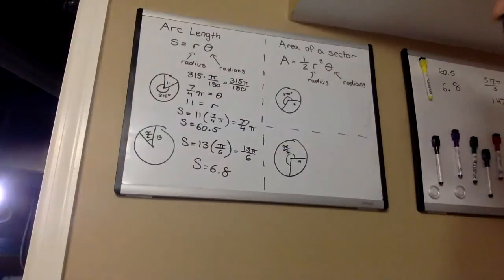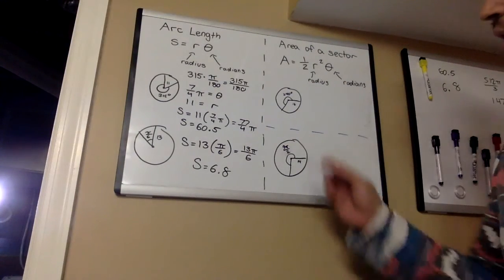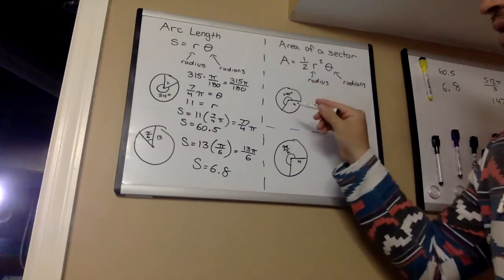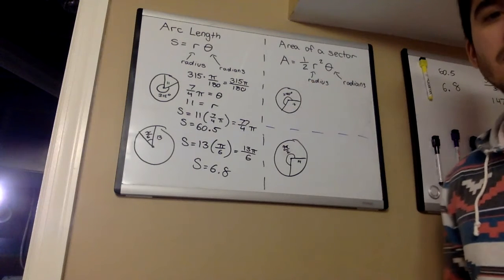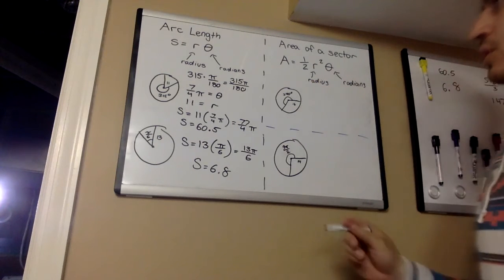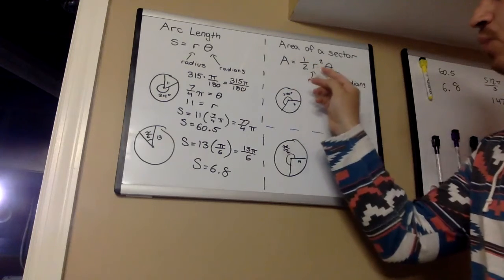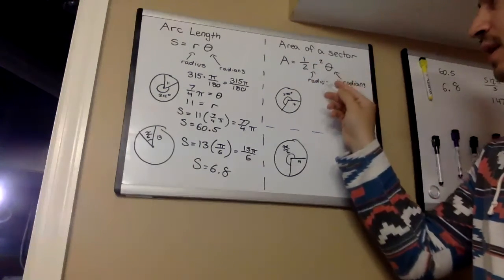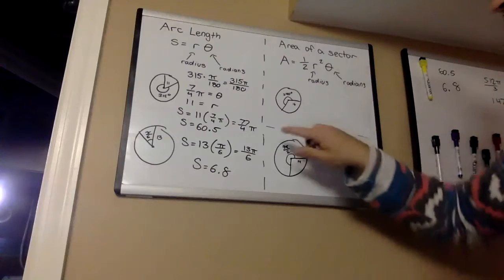Now we're going to do area of the sector. Pretty much what they're asking for, they're going to give you a degree, they're going to give you a radius, and they want you to find the area of the sector where the degree is. Just to go over the formula, it's area equals 1/2 r squared times theta. Once again, your r is your radius and your theta is in radians.